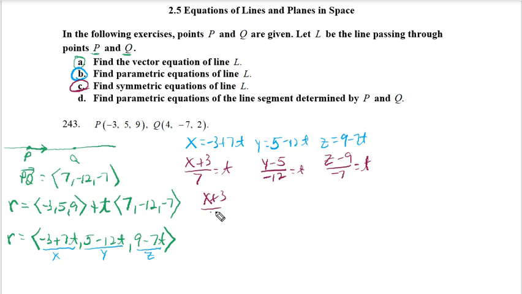x plus 3 over 7 is equal to y minus 5 over negative 12, which is equal to z minus 9 over negative 7. Now, of course, this is not unique, so you could have other answers that are still okay.